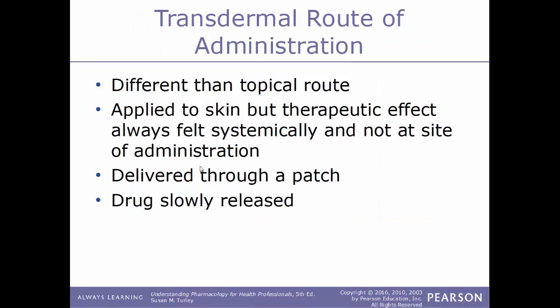Our next route we'll talk about is the transdermal route of administration. This is a little bit different than the topical route. This is applied to the skin, but the therapeutic effect is felt systemically and not at the site of administration. So this is often delivered through a patch, a transdermal patch, and is a slow-released drug. And a good example of a transdermal drug would be the drug Nicoderm, which helps people to stop smoking. It is applied as a patch, but it's felt systemically throughout the whole person's body. This is a very slow release of nicotine, so the person doesn't feel the need to smoke cigarettes.